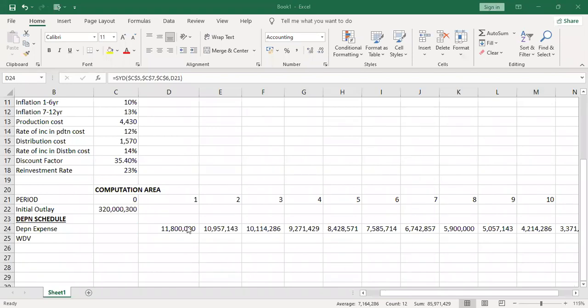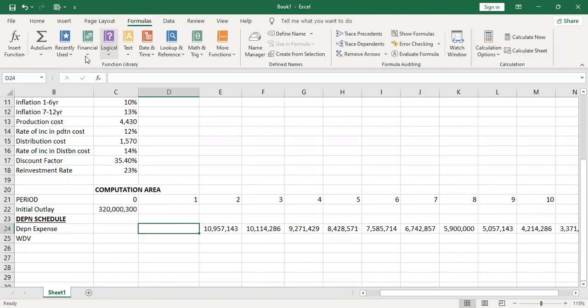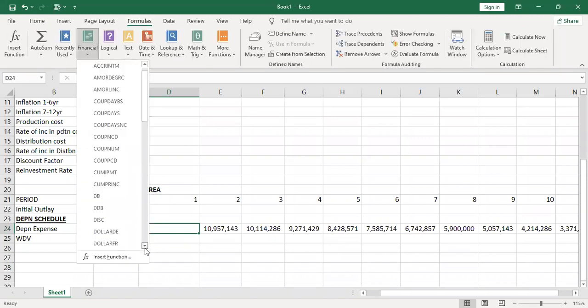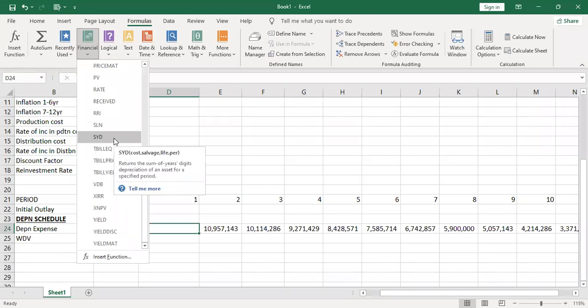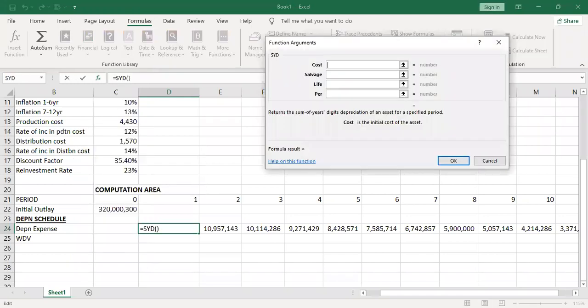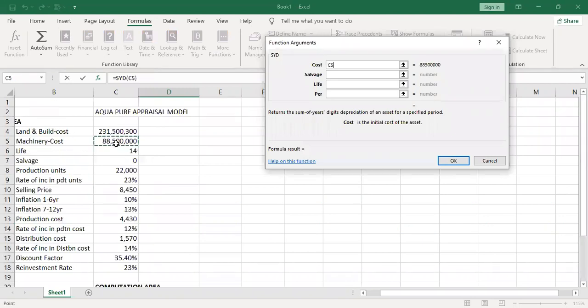I've said for you to calculate SYD: press the cursor under period 1, click on formulas, financial, then look for SYD. SYD returns the sum of years' digits depreciation expense. You get the function arguments for SYD, cost. You put in the cost for the machinery, which is 8,500.